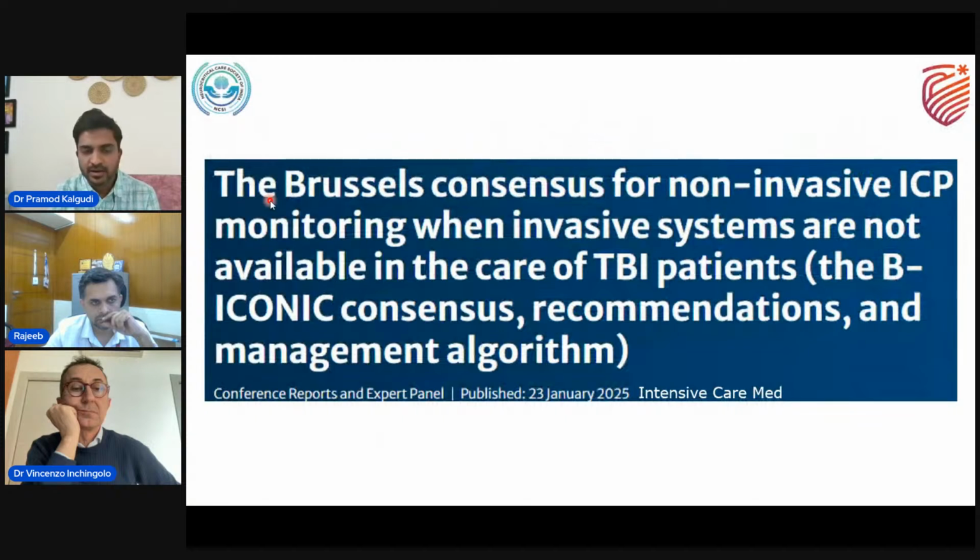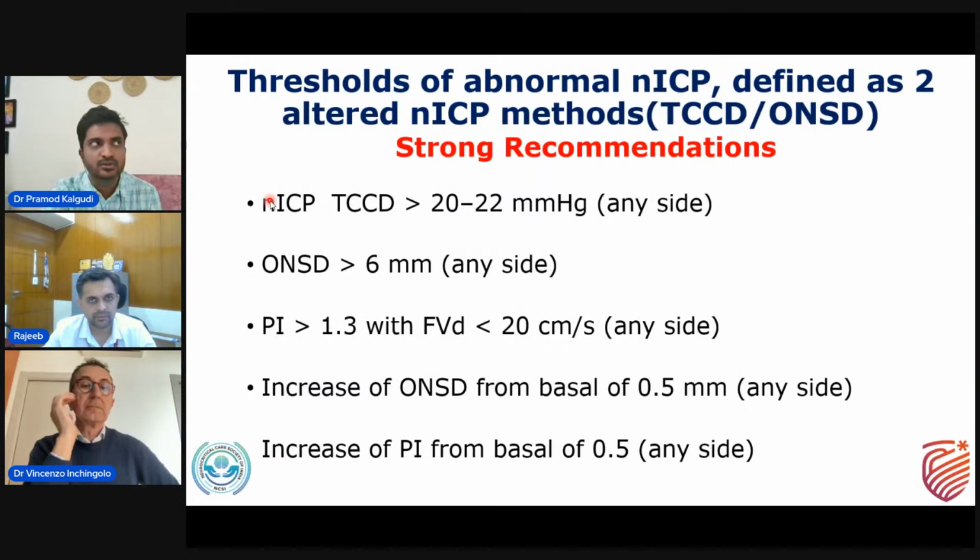So apart from discussing optic nerve sheath diameter and PI, these things have lately been included in the Brussels consensus for non-invasive ICP monitoring, whenever we don't have an invasive ICP monitor, especially in patients with TBI. So this is the latest algorithm and the guidelines, consensus statements and recommendations. I would just briefly go through the strong recommendations given in these guidelines.